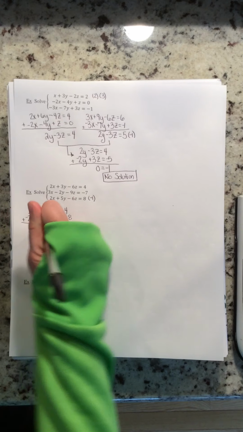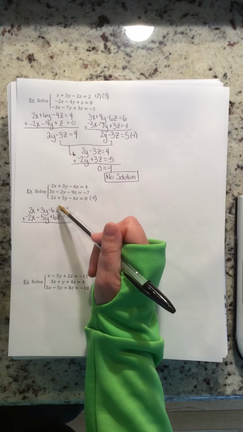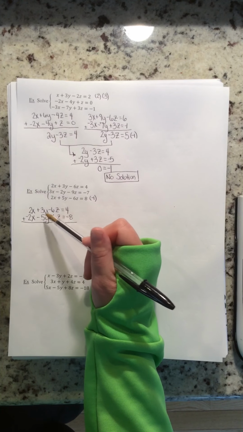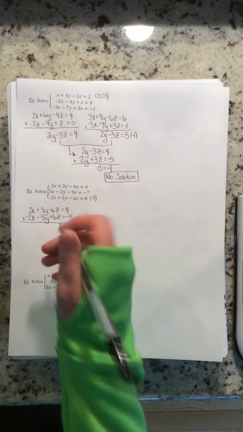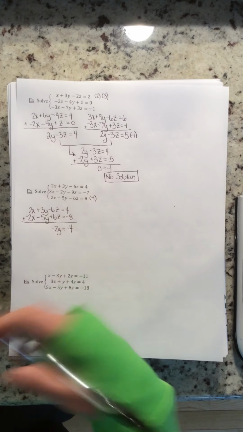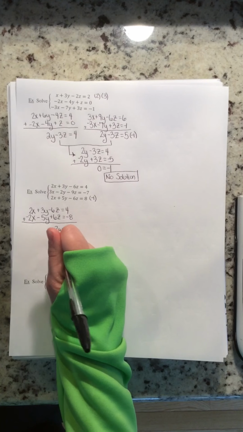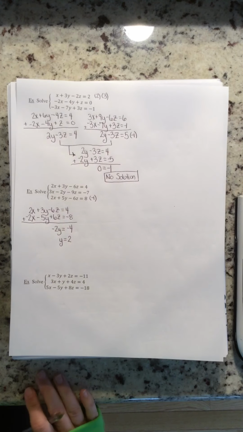This time, when I go to add those together, x's eliminate and z's eliminate. And if I look at what's left, 3y plus negative 5y gives me a negative 2y. And on the other side, 4 plus negative 8 is negative 4. Dividing by negative 2, we've now found that y is in fact equal to 2.